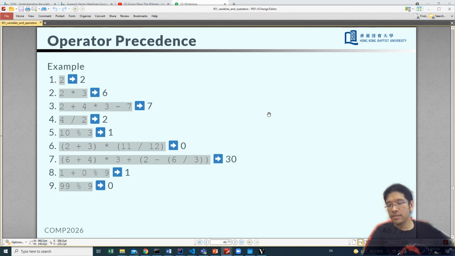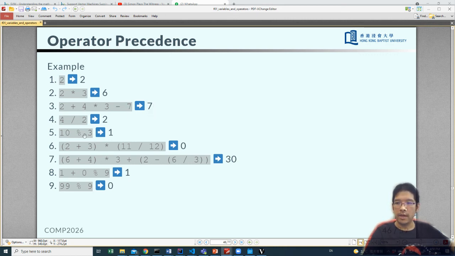Now let's try to understand this operator precedence and also the function of these operators as a summary. So the first one, 2 will give you a 2. It does not do anything, so this will evaluate to the value of 2. 2 times 3 will give you a 6. This one, because we need to do the multiplication first, 4 times 3 equals 12, plus 2 is 14, and then minus 7 will give you 7.